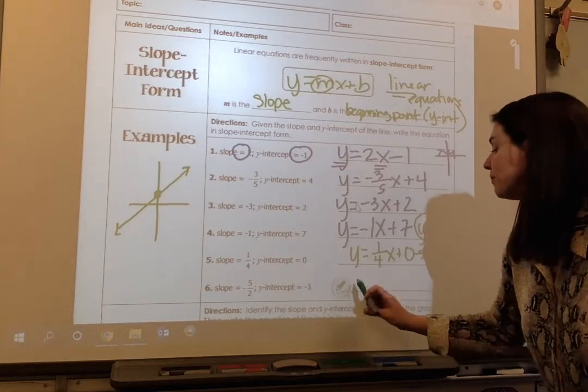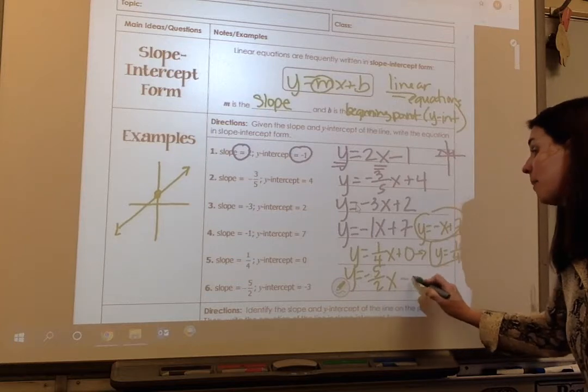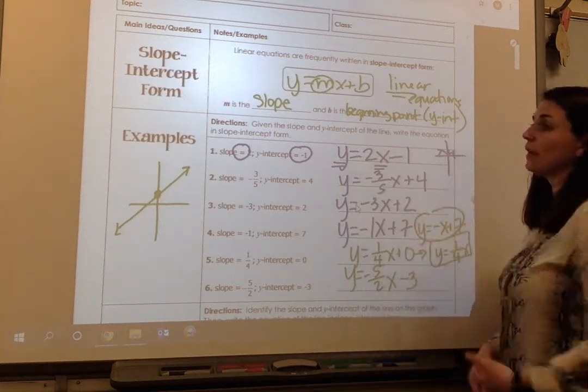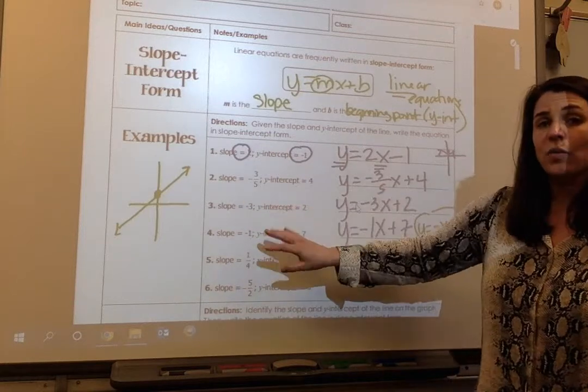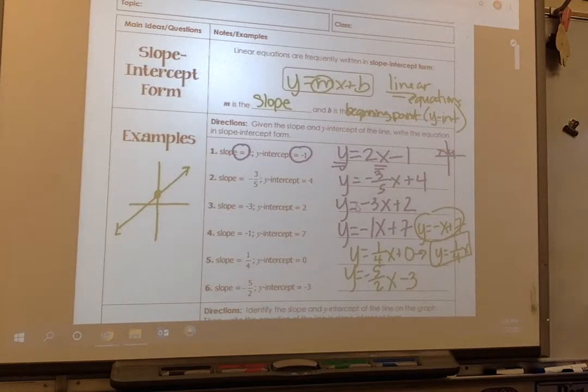And this last one is going to be y equals -5/2 x minus 3. So really we're just plugging in for my slope, plugging in for my y-intercept. So if I give you a slope and I give you a y-intercept, you should be able to put it into y equals mx plus b form.